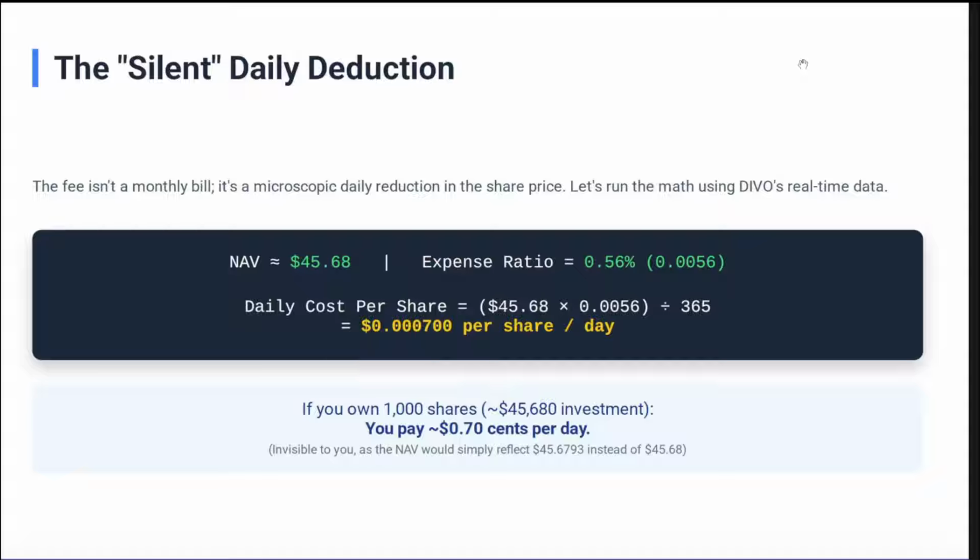365 days equals about 0.0007 per share a day. Now, if we own 1,000 shares at approximately $45,680 total investment value, you pay about 70 cents per day for owning 1,000 shares. It is invisible to you, as the NAV would simply reflect $45.67 instead of $45.68. That's why you don't see it.